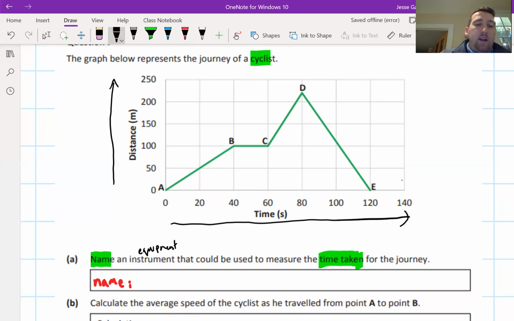All right, so what you should have written there is a stopwatch or a timer. That's what we use in science. Anytime we do an experiment where we need to measure time, we're going to use a stopwatch or a timer. Either of those is going to be fine.